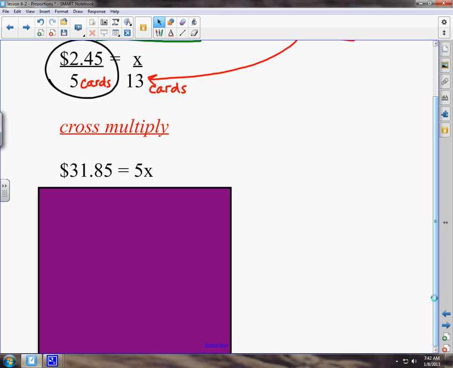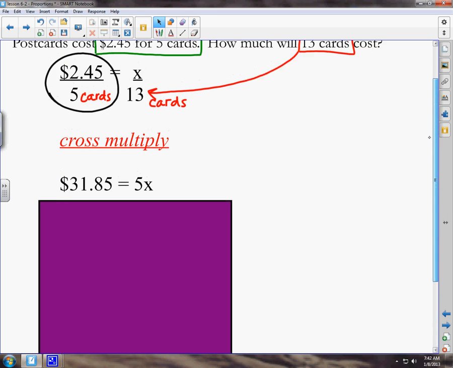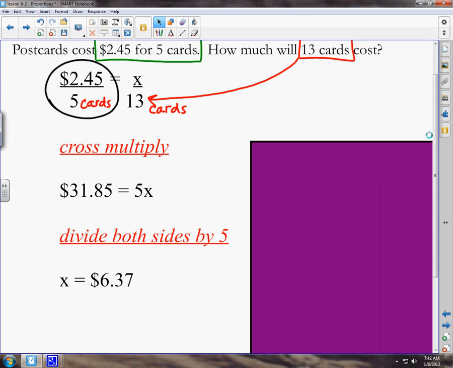So then you cross multiply. So you get 31.85 equals 5x. And then you divide both sides by 5. So x equals $6.37. You don't ever have to figure this out if you don't want to. But it does come in handy when you're at the store and something's like Meijer has those 10 for 10 deals. Well, if I don't want 10, I can figure it out my other way. So if I don't want 5 postcards, I want 13 because I have 13 friends, this would tell me exactly how much 13 would be. Luckily, they have computers that do this for us.